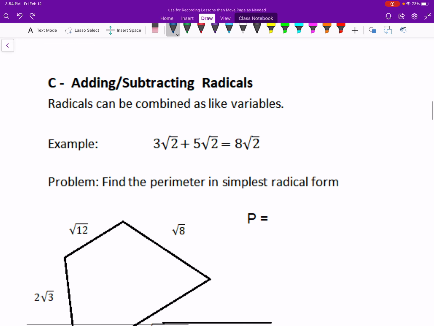We can add and subtract radicals in the same way that we would add and subtract like terms. But instead of looking for the same variables, we're looking for the same radicals. So I'm going to treat the root 2, in this case, as if it was a variable. It's like I've got 3 root 2's and I'm adding 5 root 2's to it. Well, now I've got 8 root 2's, don't I? So 3 plus 5 equals 8.